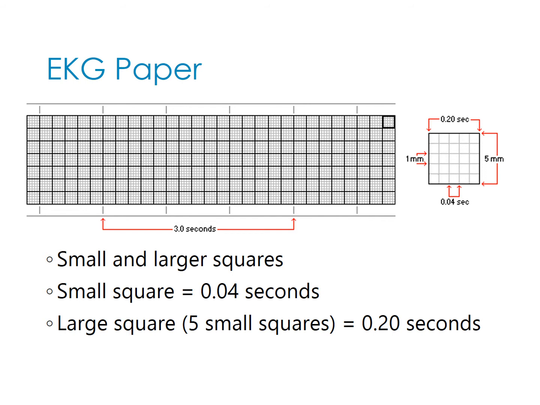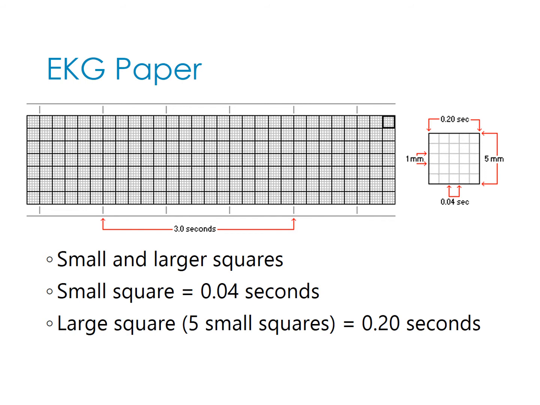Okay, and that is something you will need to memorize. And if you look at the right, that is one of the big squares that's blown up for you to see it better, and it's 0.04 seconds for every little small box that you see there. Each larger square represents 0.2 seconds. When you think about it, if you count those small boxes in one large box, there's 1, 2, 3, 4, 5.